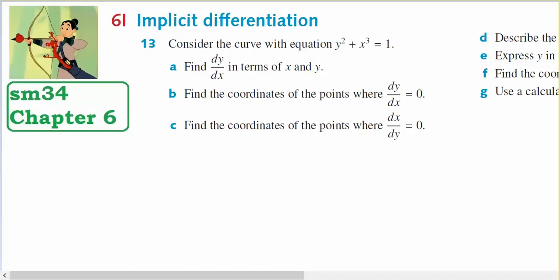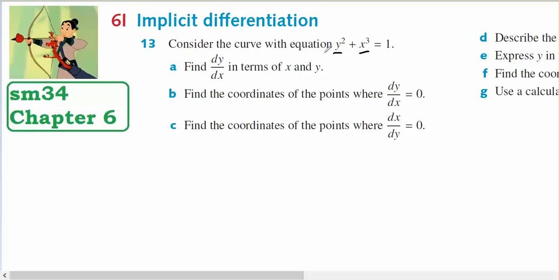Okay, so first off, I need to take the derivative. Because I've got an expression in terms of y and x, when I take the derivative, it has to be implicit differentiation. Otherwise, I have to rearrange it for y equals. So it's easy to take implicit. So dy/dx in terms of x and y.